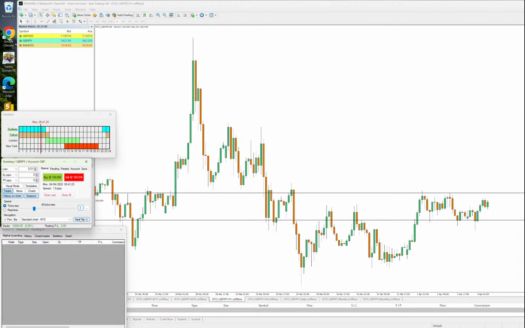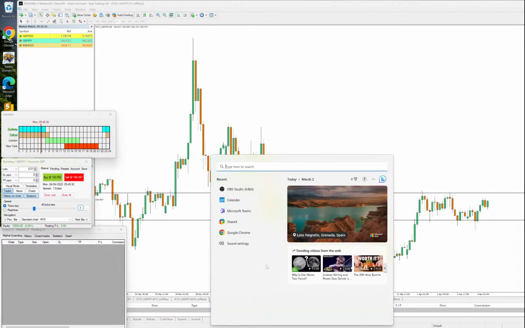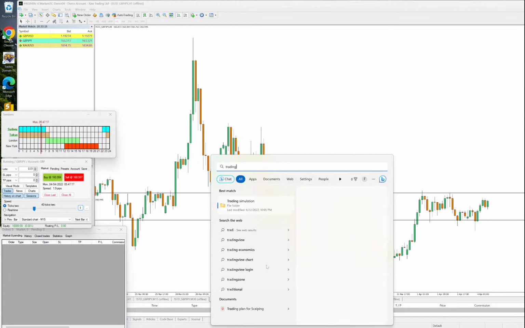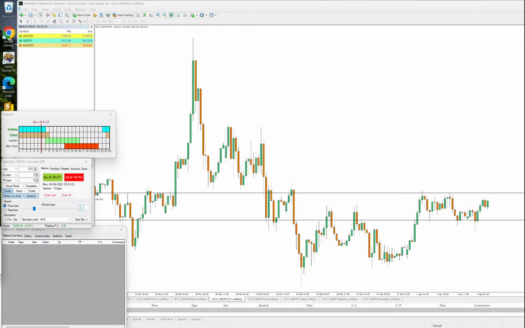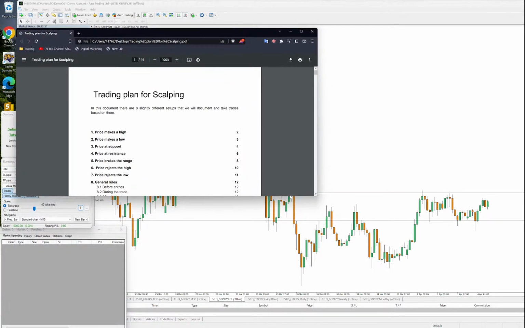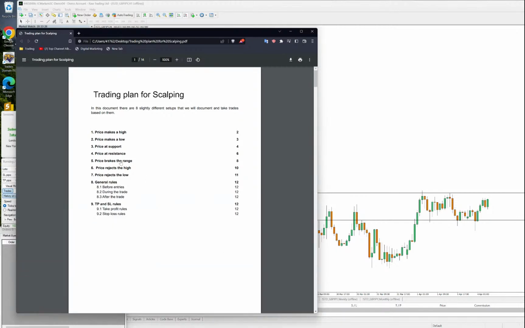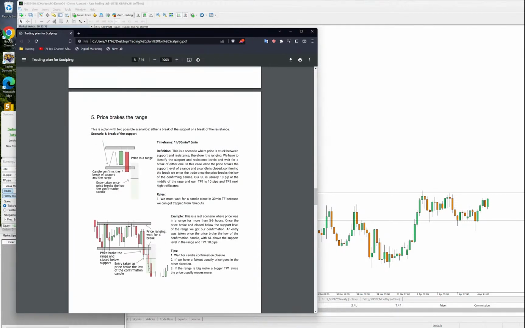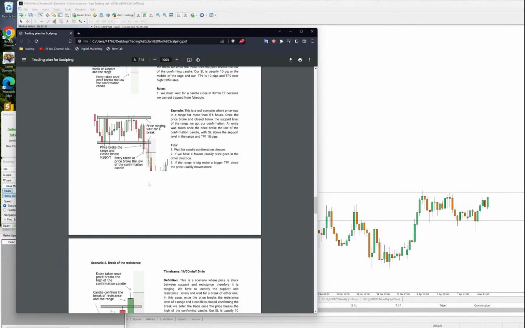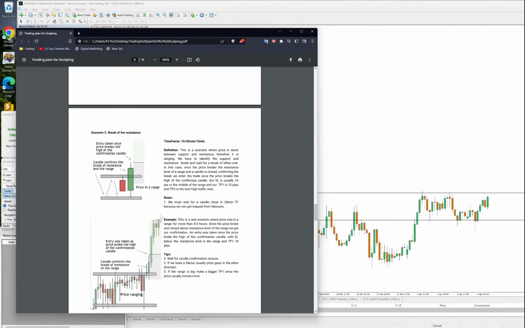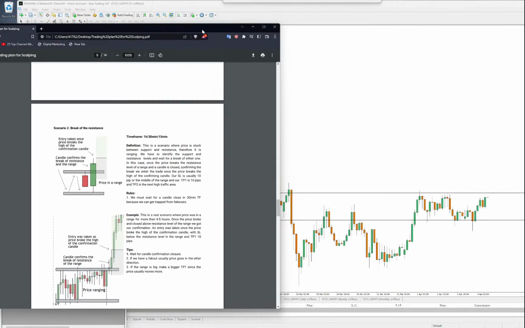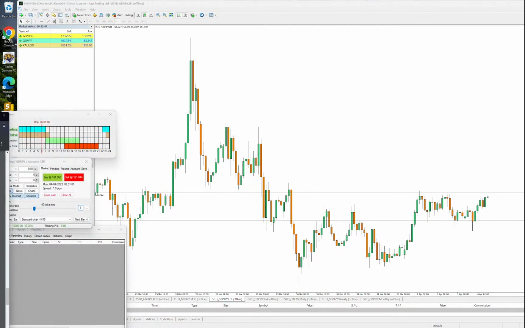We have our trading setup for when price is in the range, and then we need to check which one is happening. Let me possibly bring up the trading plan for scalping. This one is right over here. Price breaks the range. If we close to the downside, below, we take a sell, something like this. If we close to the upside, we take a buy. You can read the definition here. Pause it and read it.